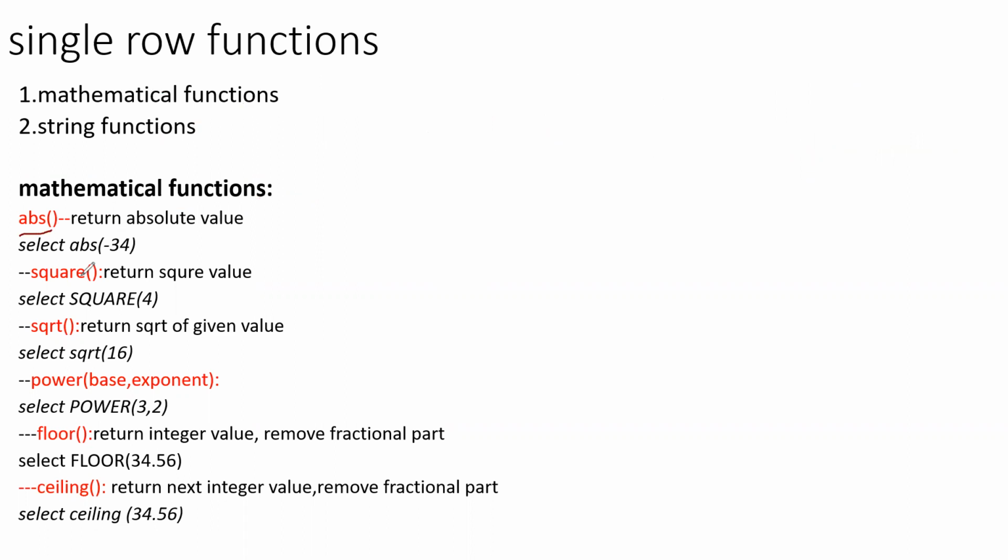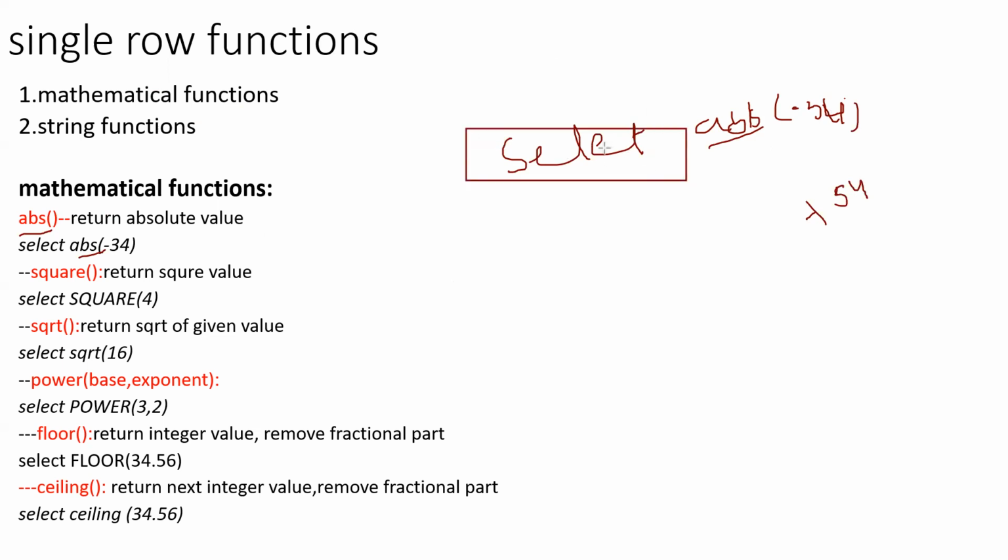So how can we write the absolute value? The code is SELECT ABS of minus 34. Minus 34 is a negative value, right? After doing the absolute operation, you will get plus 34. And simply remember, the select statement is a kind of print statement. In Python we have used the print function to print the output. Here we are using the select statement. It's a kind of print function for SQL.